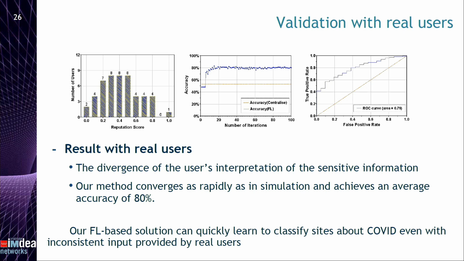In the left figure, you can see the repetition score of the real users. It means the majority of them fall into the intermediate range, which indicates the divergence of their interpretation of sensitive information, as we expected. We also compare our result with a centralized classifier, which is trained on a fixed data set.